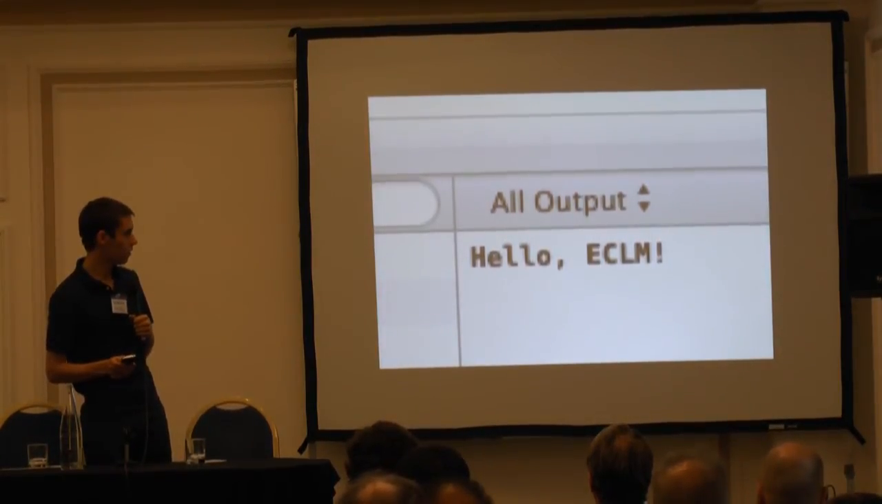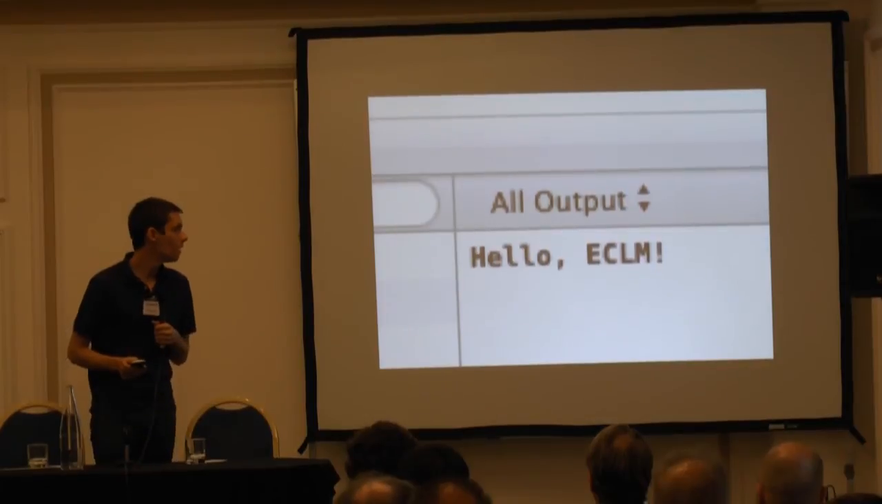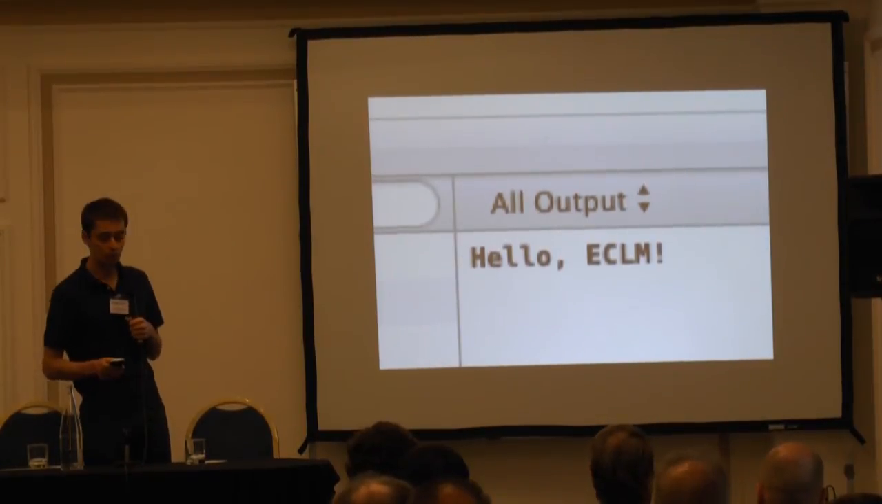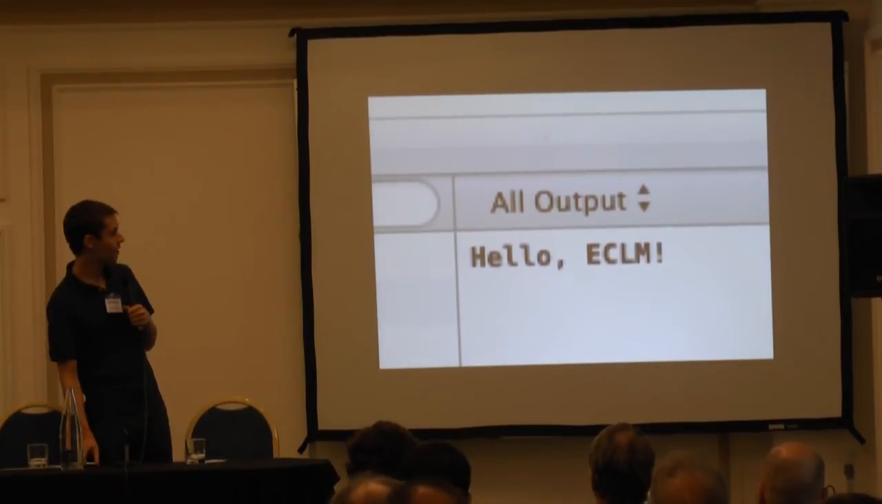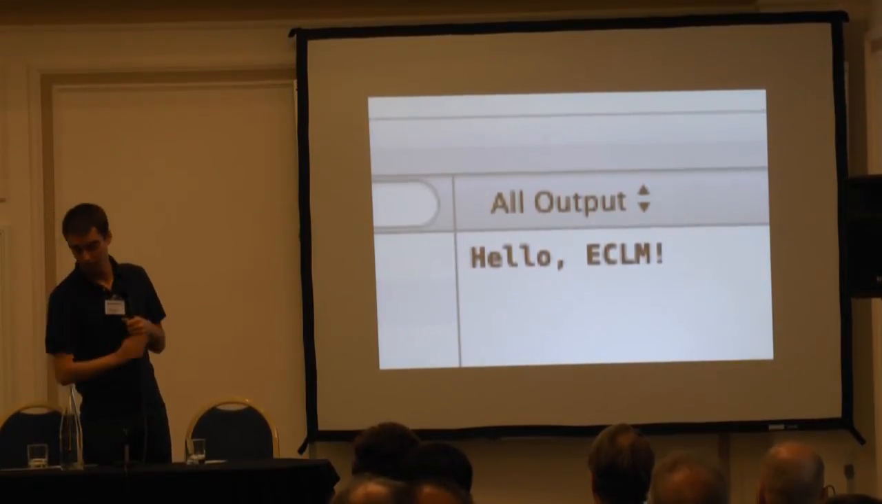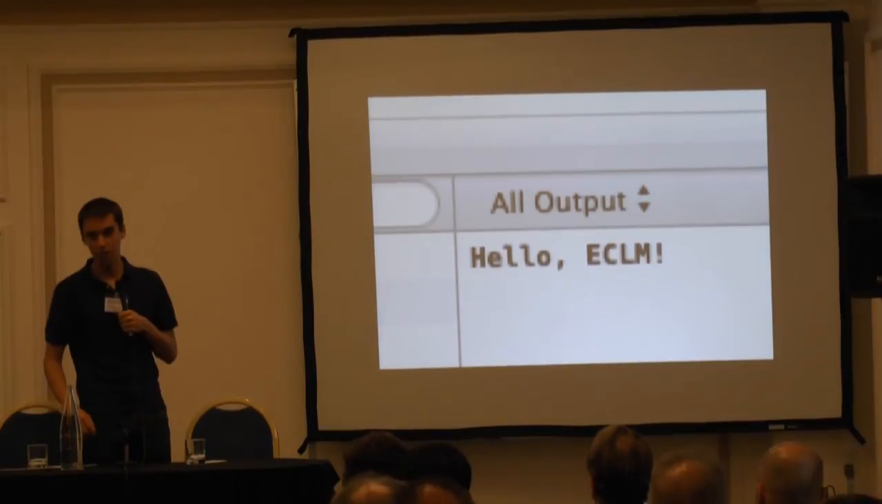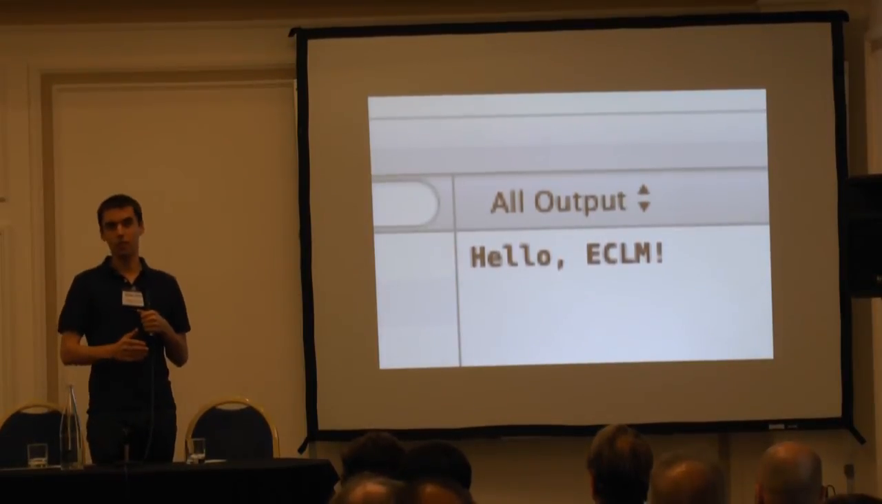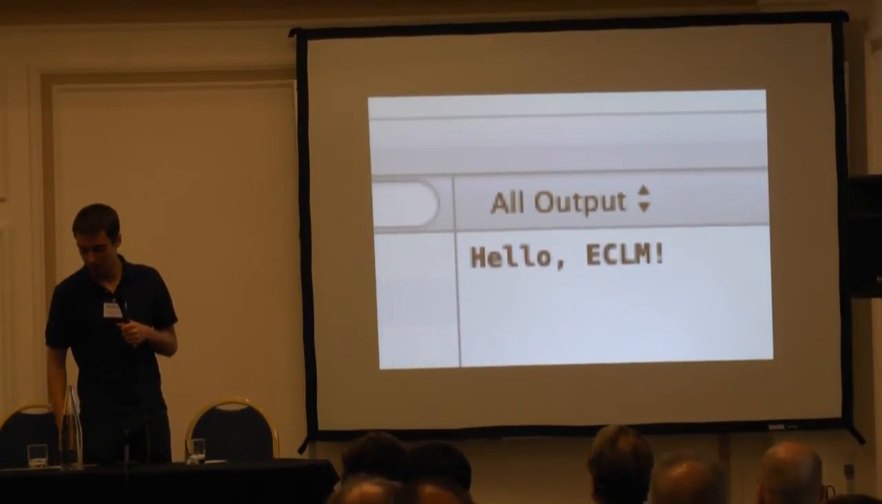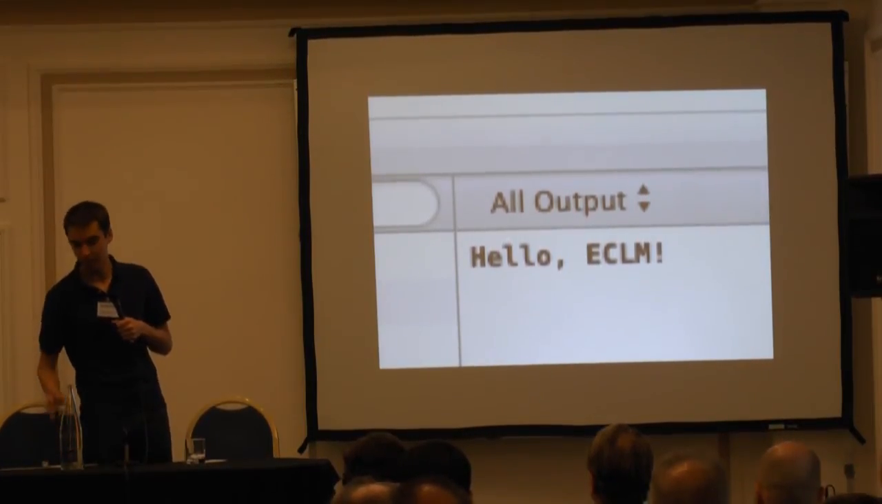And we run it there. Hello, ECLM. So just a quick fun fact. On iOS, standard out works great. It's a little disappointing with Android. It's supposed to be Linux, but by default, standard out and standard error are directed to dev null. And if you want to print stuff out, you have to use a Java logging framework.